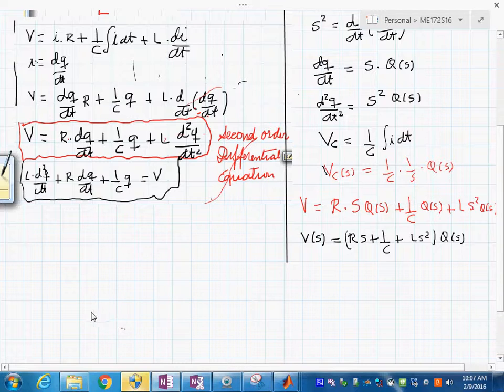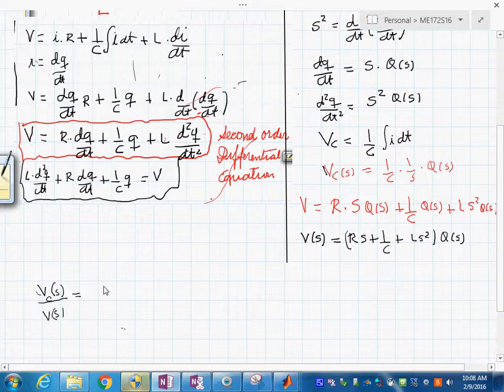Is equal to, what would you say? This is 1 over C times 1 over S, divided by what? LS squared plus S times R plus 1 over C, right?